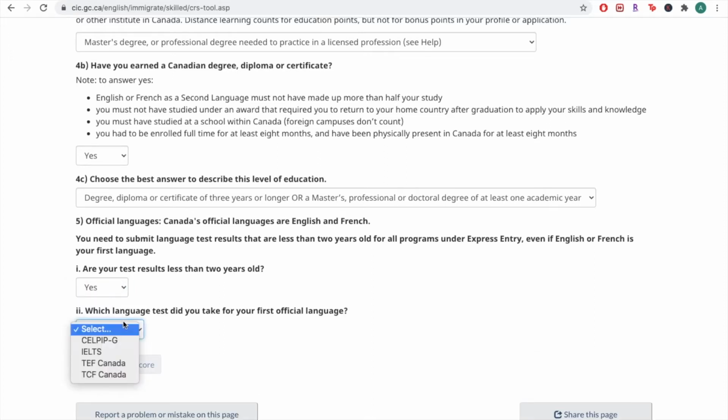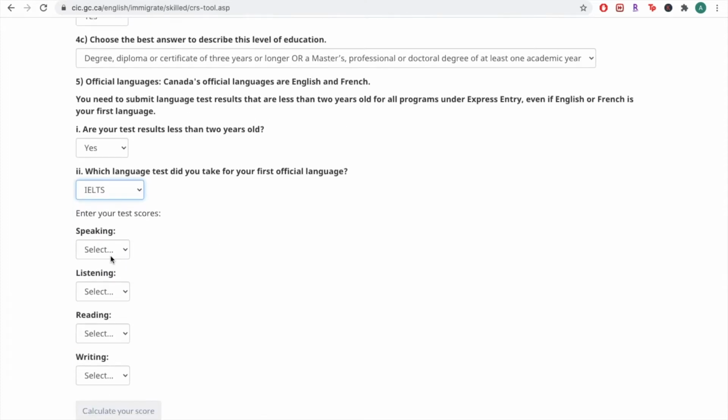What language did you take the test, the official exam? I took IELTS. You can also take CELPIP. I think CELPIP is only conducted inside of Canada. I took IELTS General Training. TEF Canada and TCF Canada are French exams. If French is your first language, or if you can speak French, I'm sure you would probably write this exam. But I'm going to choose what my score was when I wrote my IELTS exam.